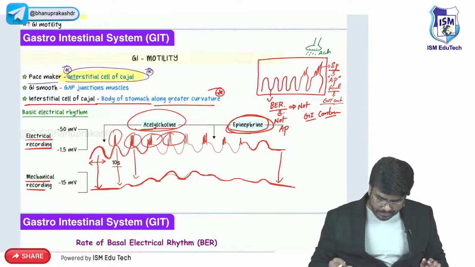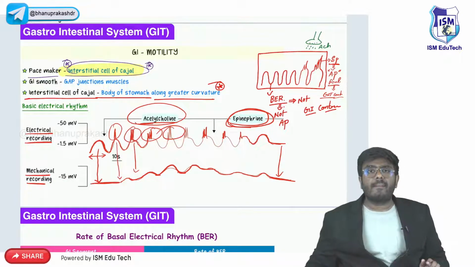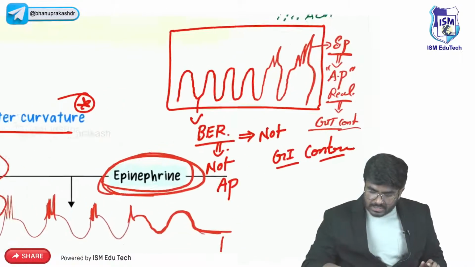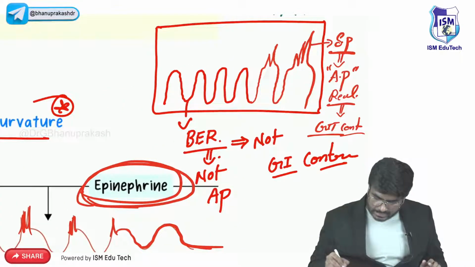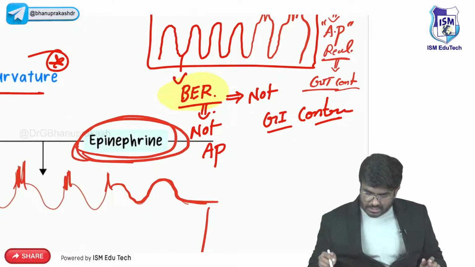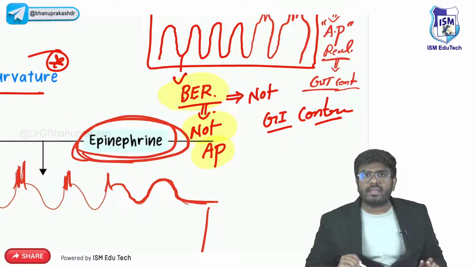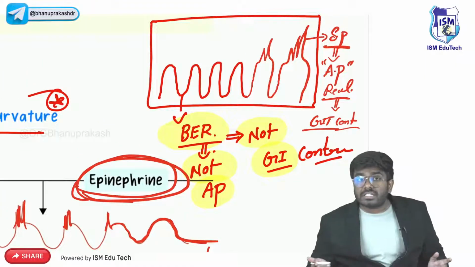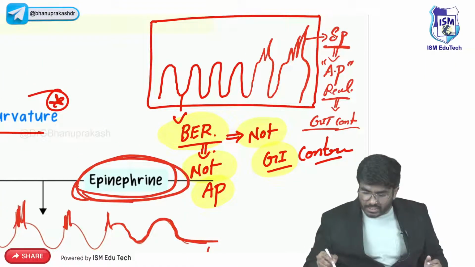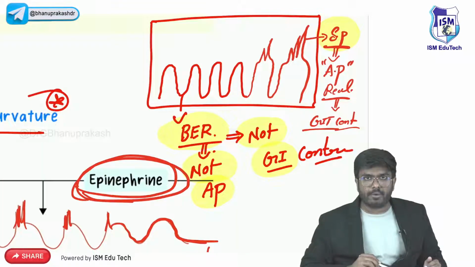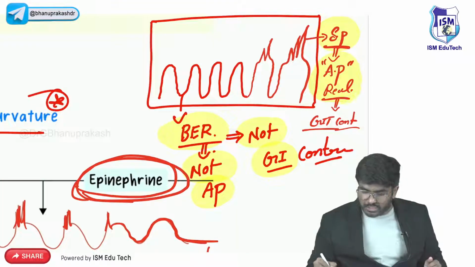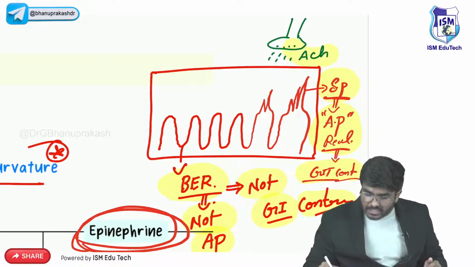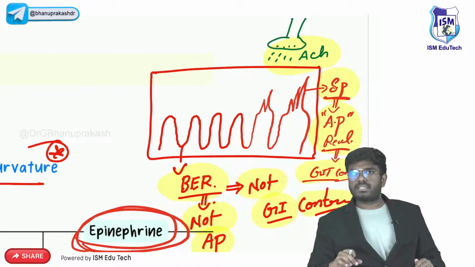So please tell me, sir, what are these electrical fluctuations which are happening in the interstitial cell of Kajal? These electrical fluctuations are called the basal electrical rhythm. Are they action potentials? No, they are not action potentials. Are they causing any GIT contractions? No GIT contractions. Then what is responsible for GIT contraction? It's the spike potential, SP. The spike potentials are the real action potentials. They are responsible for GIT contraction. And who is causing the spike potentials? The acetylcholine.